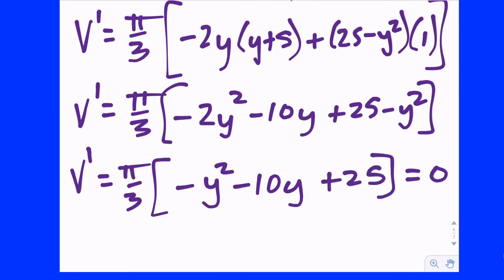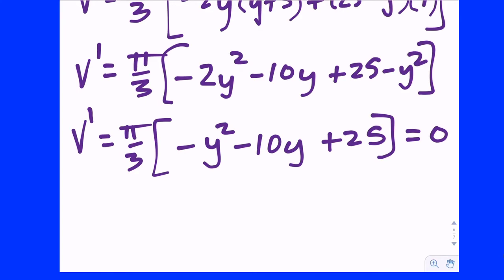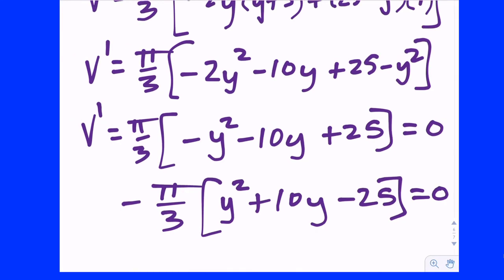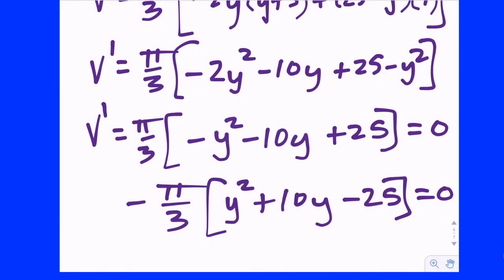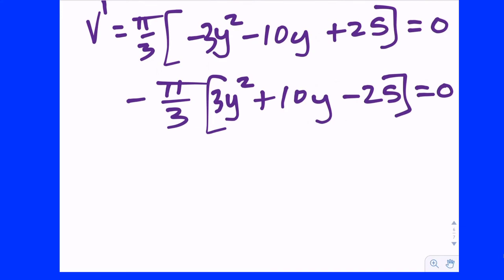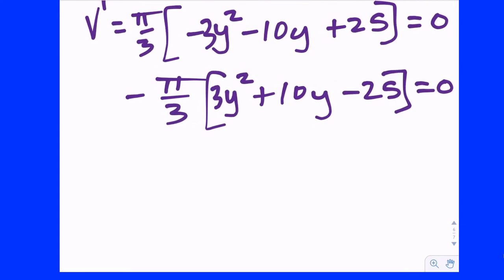And now if I set it equal to 0, I'm going to try and factor the quadratic. I'm noticing that my leading coefficient is negative. Not a big fan of factoring when it's negative, so let me factor out the negative and put it with the pi thirds. And now I'll have positive y squared plus 10y minus 25. Oh, yeah, thank you. Negative 3y squared, positive 3y squared, because negative 2 minus 1 is negative 3. Yep, I'm looking at my watch, and I'm making careless mistakes. Ugh. Okay, thank you for catching that.